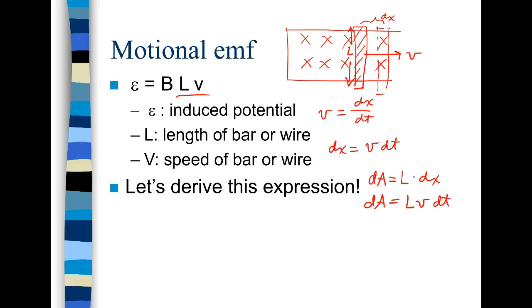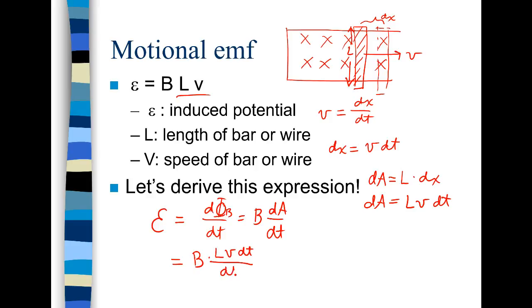Now we just use the definition of EMF, and we're just going to do magnitude. So it's d flux dt, and in this case B is constant and the bar is moving, so we have B dA dt. However, we just said that dA was actually equal to L v dt, but we must divide that by dt, which goes away, and there we are. There's our expression for EMF.